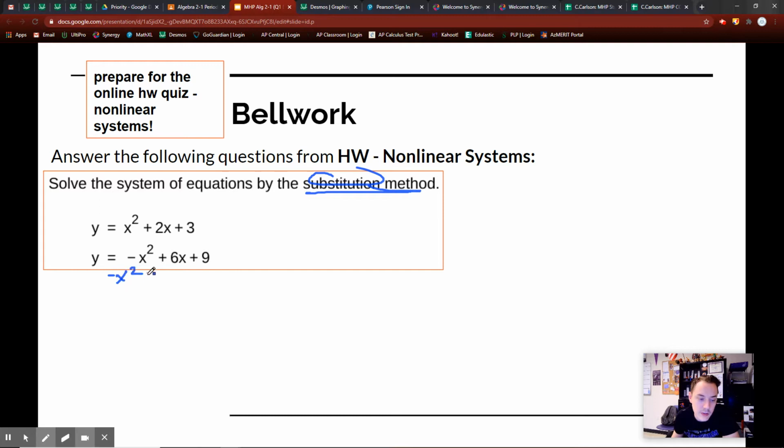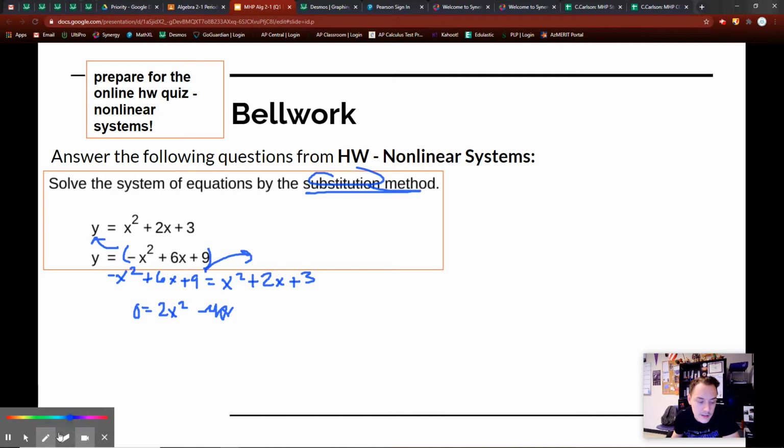This is negative x squared plus 6x plus 9. I'm just going to take this and plug it in right there. Equals x squared plus 2x plus 3. Let's get everything on the right side here, so this will be 0. I add that over, so this is plus 2x. Subtract the 6x over, so negative 4x. Subtract the 9 over, so this is negative 6.